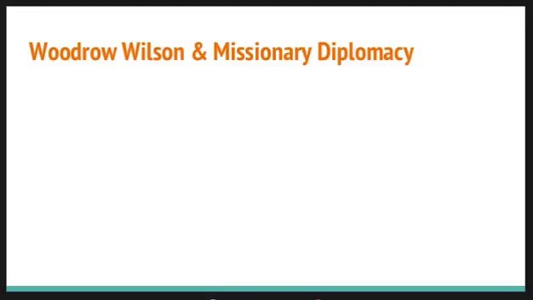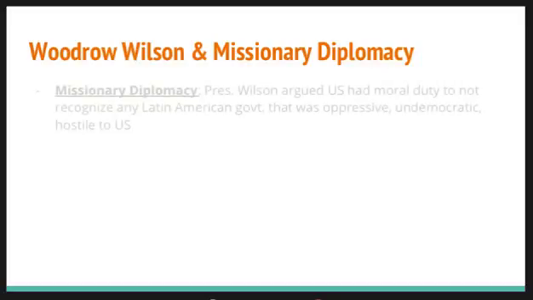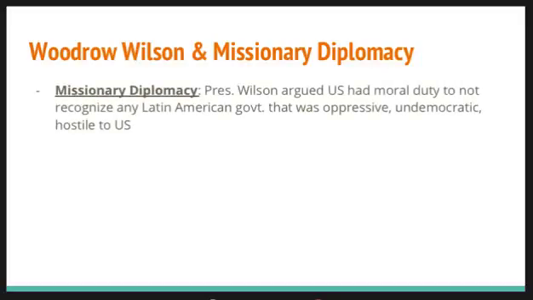So following Roosevelt and Taft, you had a new president, Woodrow Wilson, and he used something known as missionary diplomacy. Wilson argued that the United States had a moral duty to not recognize any Latin American government that was oppressive, undemocratic, or hostile to the United States. And one country that got a lot of attention was Mexico.